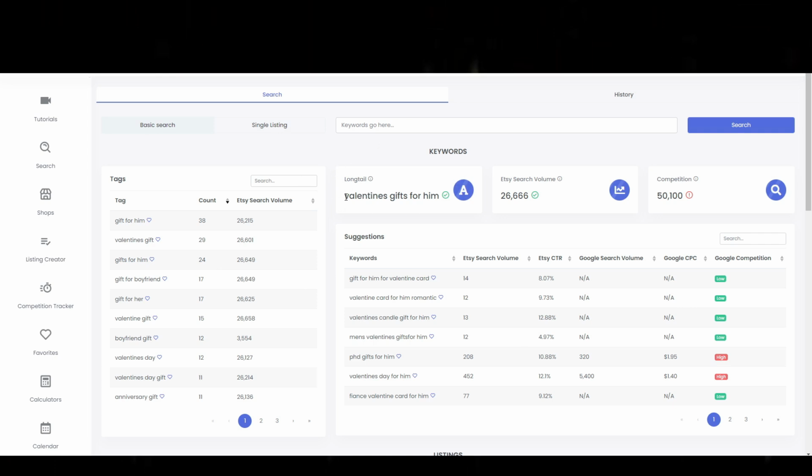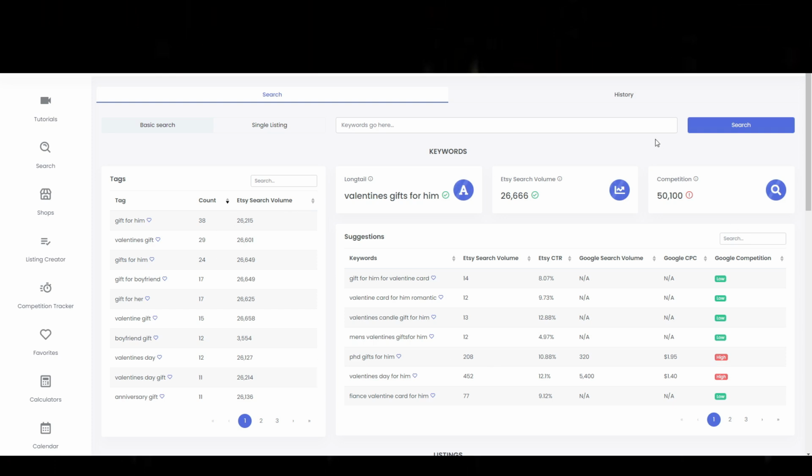So I added the keyword here, Valentine's gifts for him. We can see here that this is a long tail keyword, and the software does indicate to us that it's successfully a long tail keyword by showing this green check button here. Here we have our Etsy search volume, which is presented at number 26,666 people, which generally means that this is the amount of search volume that it is searched for, okay? And here we have our competition, and the software does indicate to us that this is not optimal competition because the check doesn't exist. It's a red marker here.